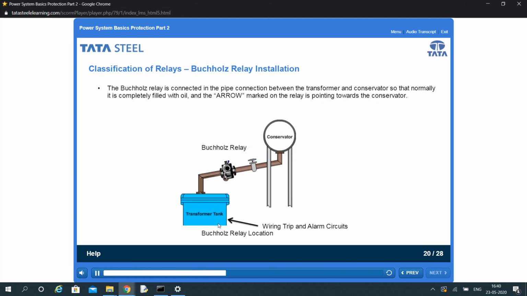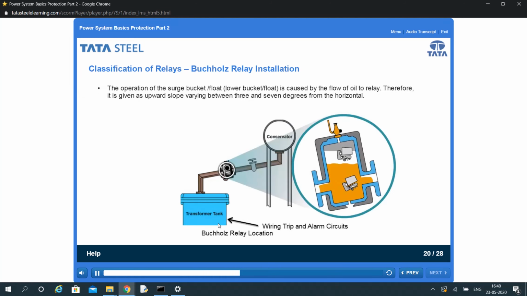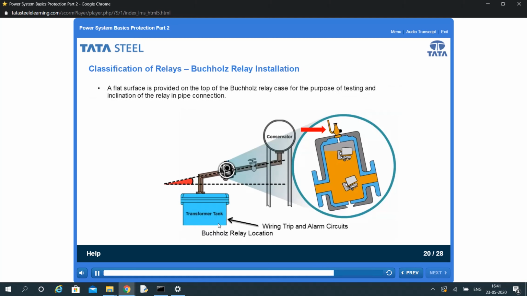The operation of the surge bucket or float, lower bucket or float, is caused by the flow of oil to the relay. Therefore, it is given an upward slope varying between 3 and 7 degrees from the horizontal. A flat surface is provided on the top of the Buchholz relay case for the purpose of testing the inclination of the relay in pipe connection.